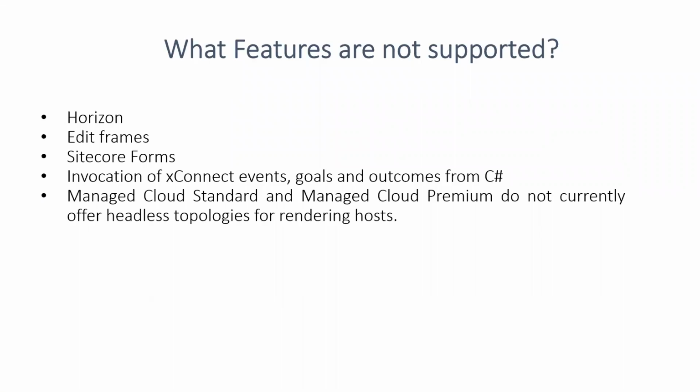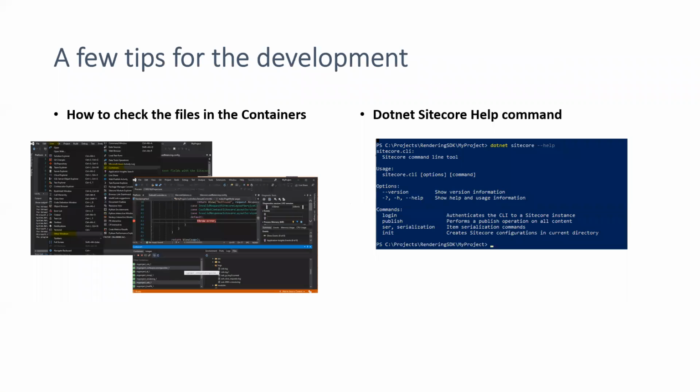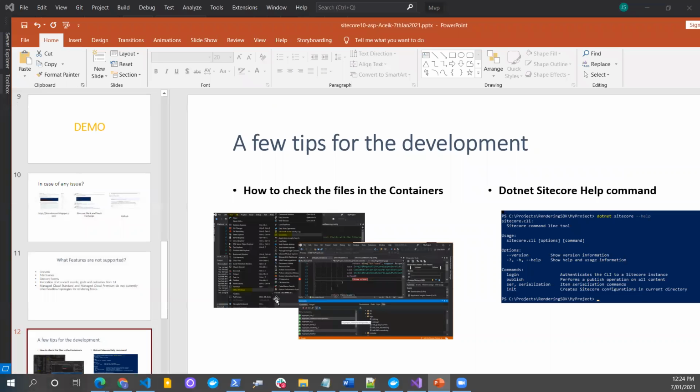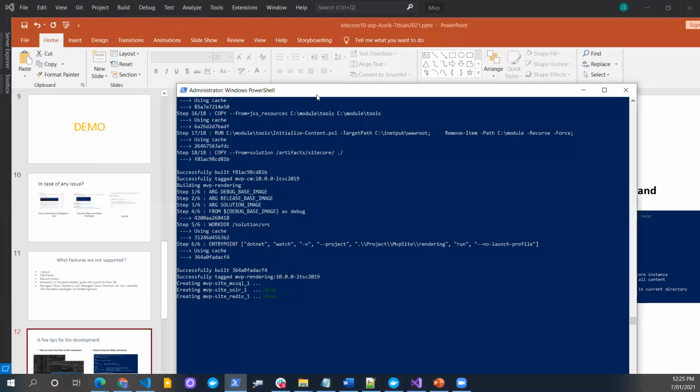What features are not supported? Horizon, as we know, is a lightweight content editor tool, and that is not supported if we go with ASP.NET Core. Edit frames are also not supported. Sitecore Forms, all the Experience Forms, are not supported. xConnect events and goals are not supported. Managed Cloud Standard and Premium are not supported with ASP.NET Core. A few tips. I will pause it here because, okay, it's still running.